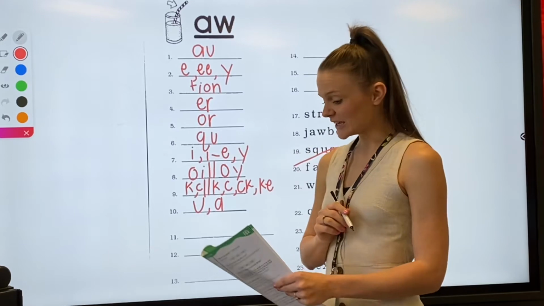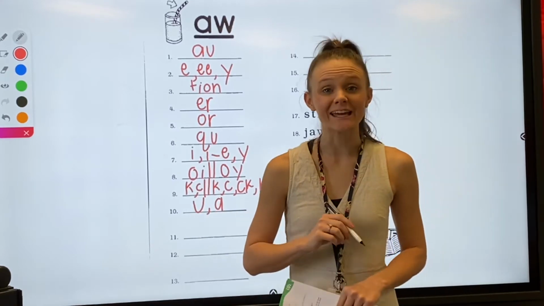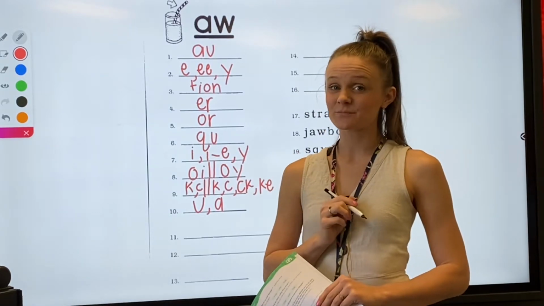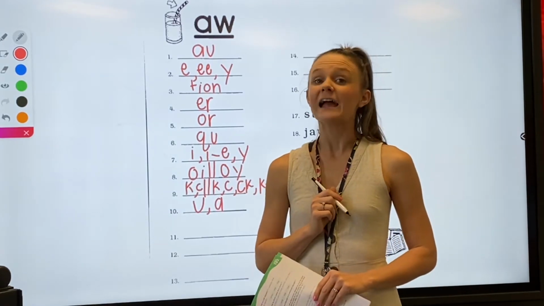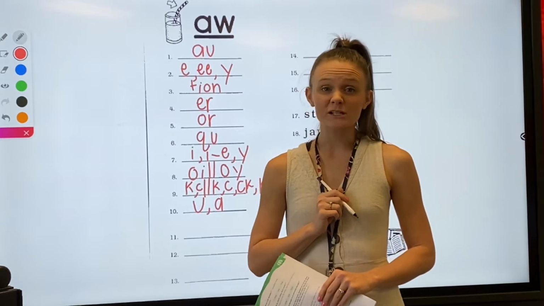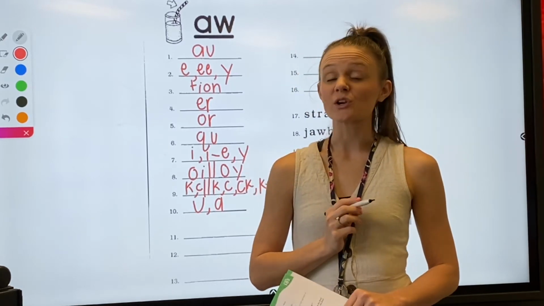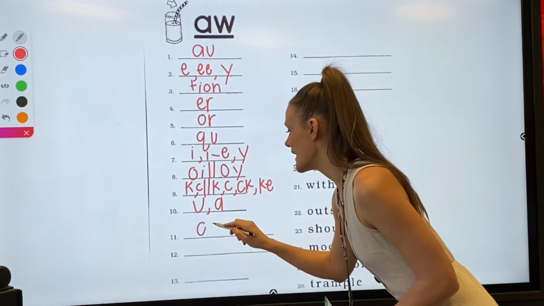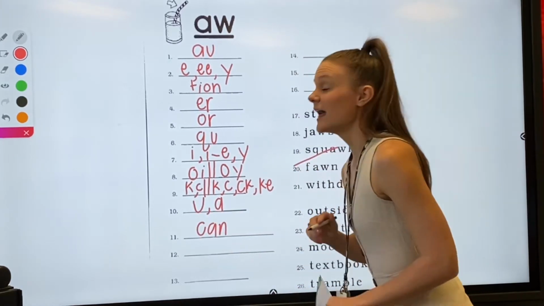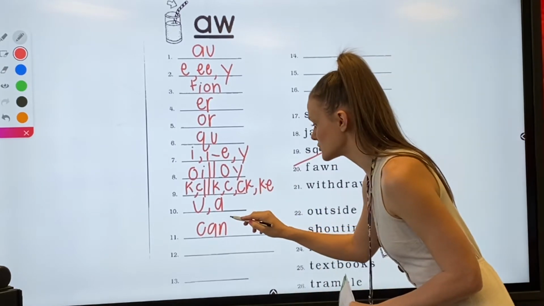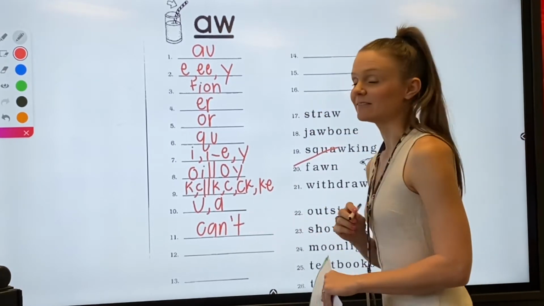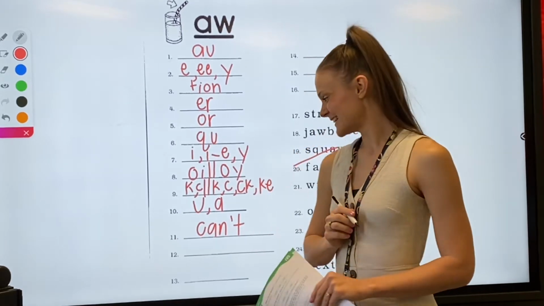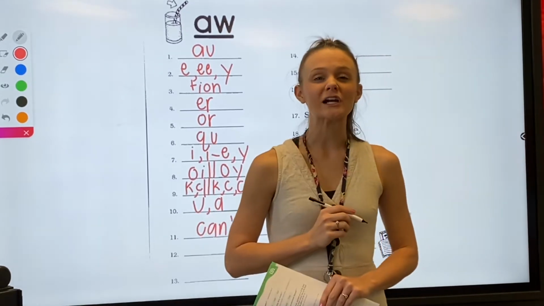For number 11, we are going to spell the word can't. This word is a contraction, can't. This is a contraction for cannot. So the way we spell can't is by first writing the word can. And then we add our apostrophe T at the end, which is what makes it a contraction. Excellent.